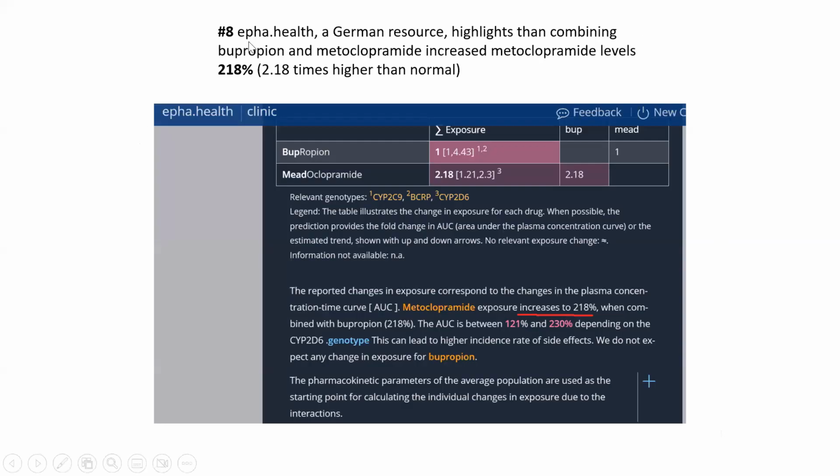Number 8 is EPHA.health, which is a German resource. It kind of is like DrugBank. It says that when you combine bupropion and metoclopramide, it elevates the metoclopramide levels by 218%. So it more than doubles the levels of metoclopramide.